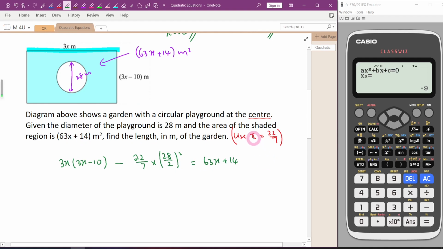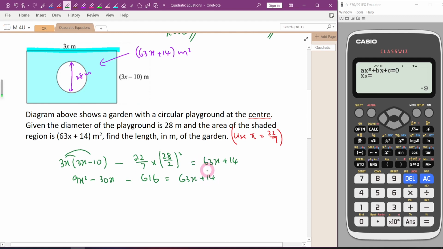We are actually doing some translating job. We write this information into a mathematical equation. Then we find the value of x. Let me do some expansion over here. So 3 times 3x, you will get 9x squared. So this will be negative 30x. Okay, for this one you can just press your calculator. 22 over 7 times 28 over 2, which is 14 squared. So this is 616, equal to 63x plus 14.